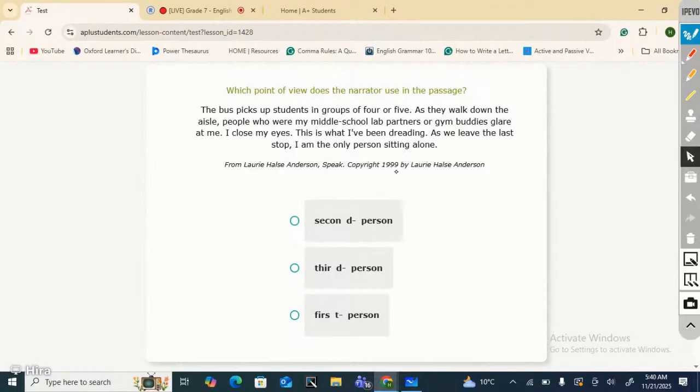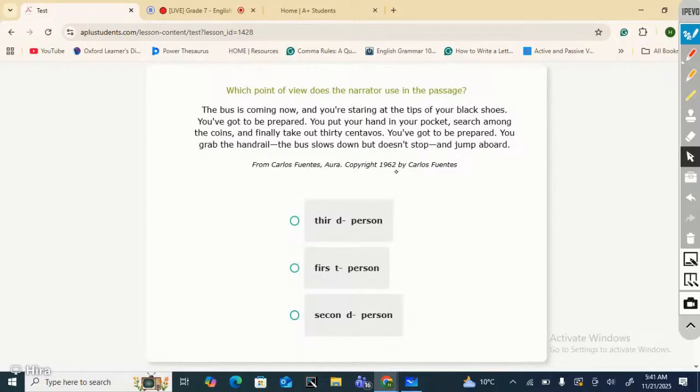Well, look at the words that are used in this passage. I, me, we, again I. These are first person pronouns. It means first person point of view is used.